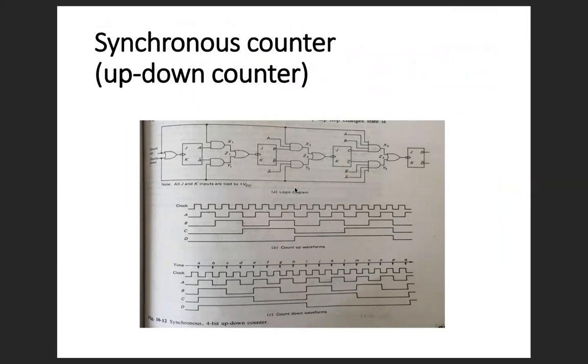synchronous has two types, that is up counter and down counter, and similarly asynchronous has up counter and down counter. The difference between up counter and down counter will be in the circuit diagram. If your output from the first flip-flop to the second flip-flop is connected from A, then it will be an up counter. If your first flip-flop to second flip-flop is connected from the complement A bar, then such a type is known as a down counter.